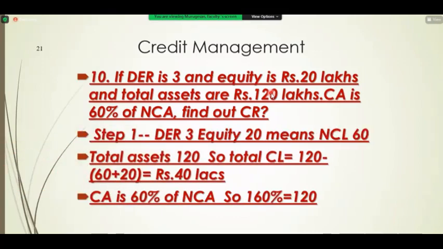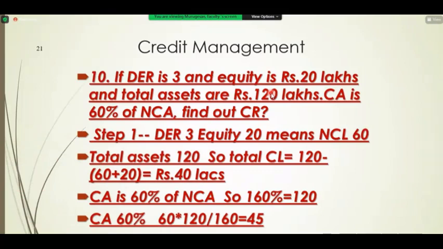Give a clap to our friend, who cracked it in 1 second. 5 is to 3: here this is 3 and this is 5, 100 and 60. So 5 plus 3 is 8, and 120 divided by 8 is 15. So 5 into 15 is 75, and 3 into 15 is 45. So current assets are 45 and non-current assets are 75.